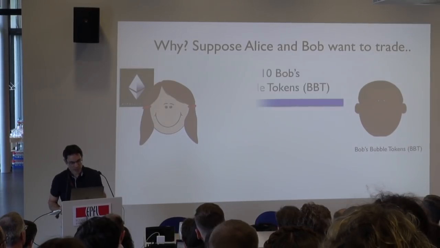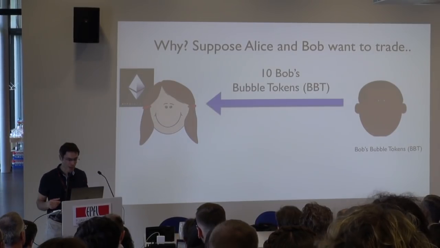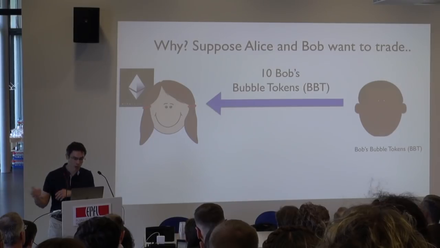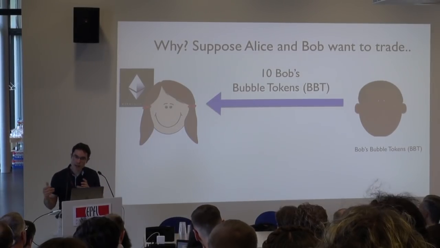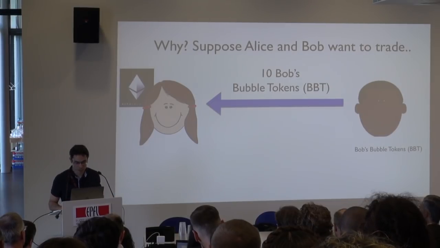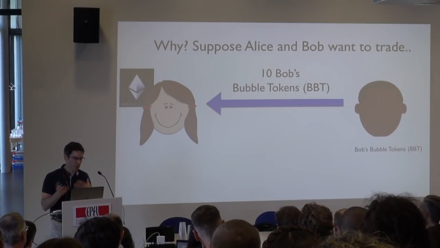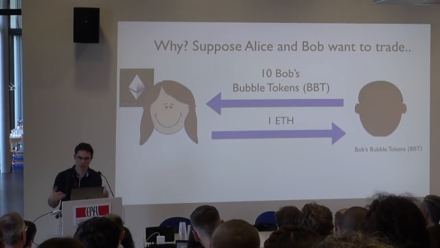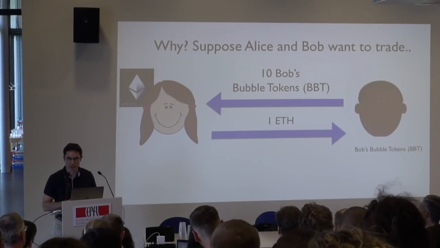Well, Alice might be polite to Bob and say, Bob, please, you go first. We're going to make this trade. I'd like you to send your tokens to me, and then I will send my ether to you. Or, of course, the reverse could happen. Bob could be polite to Alice and say, you know, send your ether over, and then I'll send the tokens.